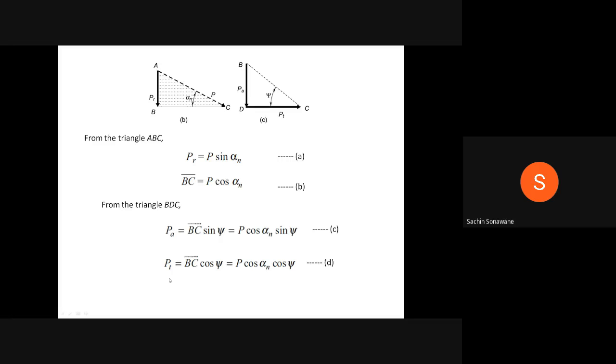Similarly, tangential force Pt is equal to BC cos psi. We have taken the cos psi angle. Cos psi is equal to DC upon BC, where DC is nothing but tangential force Pt. Therefore, Pt is equal to BC cos psi, which is equal to P cos alpha n into cos psi, equation D. We have substituted the value of BC to get equations C and D. Please write down this.